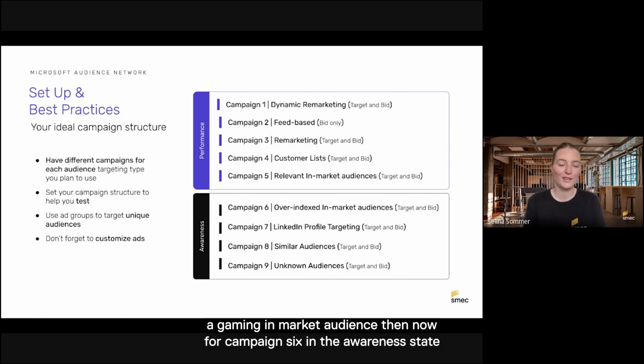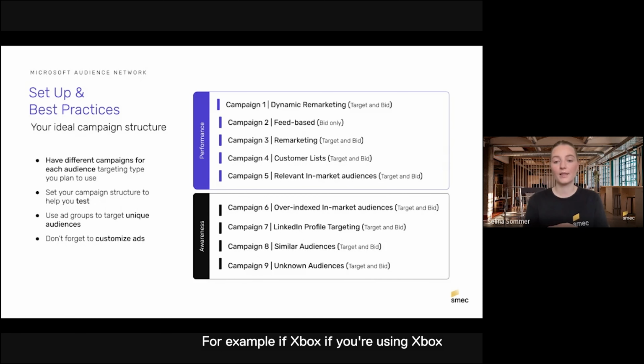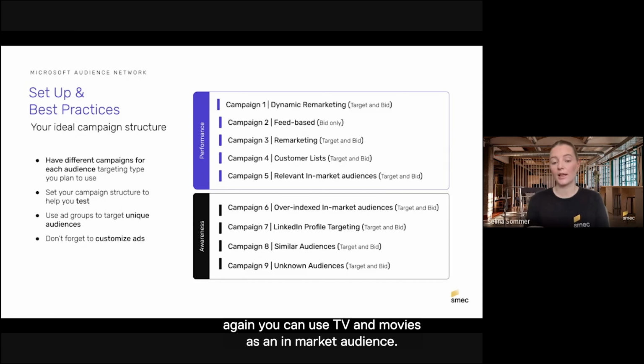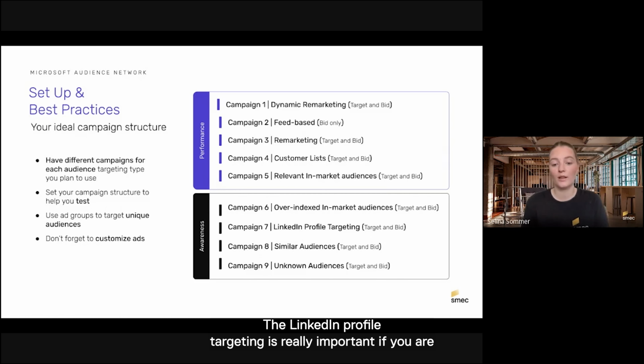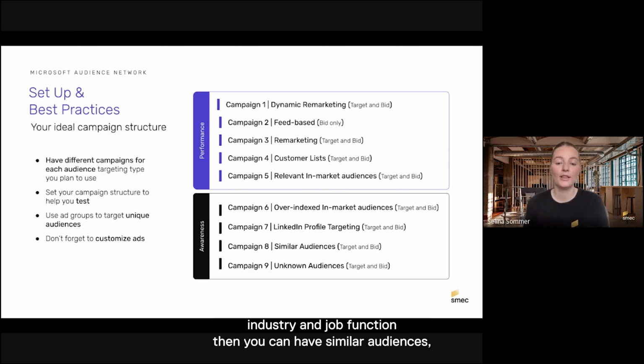Now for campaign 6 in the awareness stage, you can use over-indexed in-market audiences. For example, if you're using Xbox again, you can use TV and movies as an in-market audience. The LinkedIn profile targeting is really important if you are a B2B business because you can have LinkedIn profiles across company, industry, and job function. Then you can have similar audiences that are lookalikes to your remarketing lists, and unknown audiences that you might not be able to reach with audience targeting.